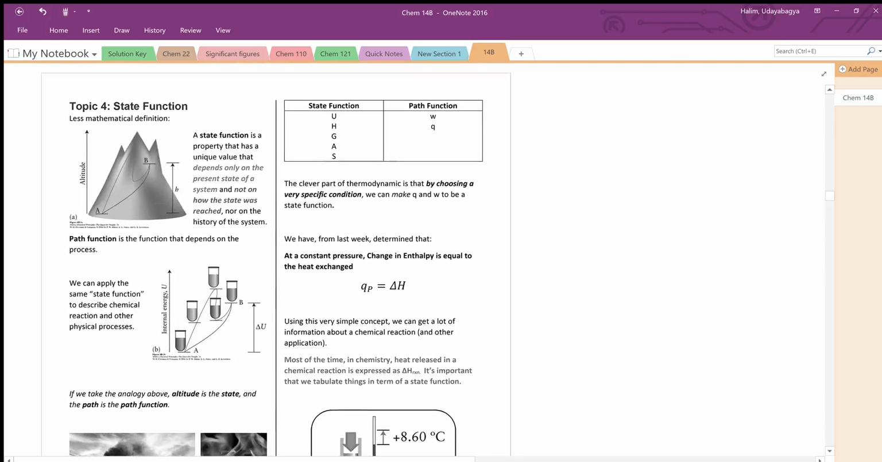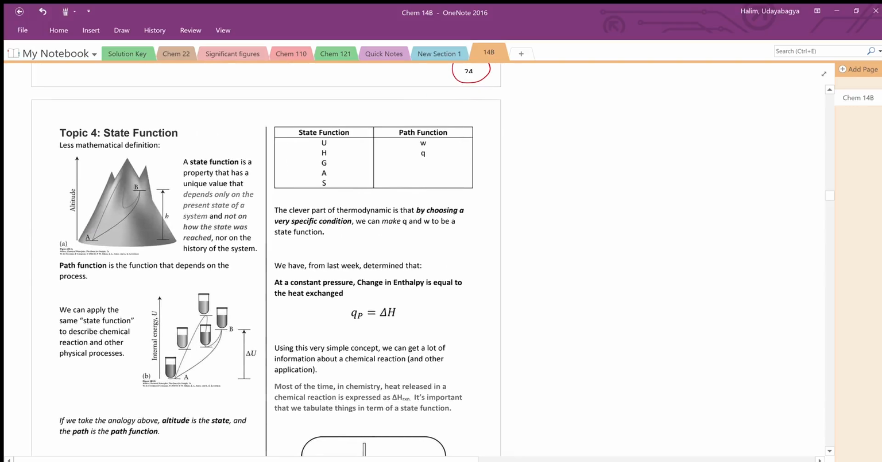Actually, let's take a break for a bit, and I'll come back to topic number 4, which is state function. Take a break, get some snacks and so on. I'll figure out what happens with the coffee cup. We'll be back in, this is 10:45, so let's give it a 5-minute break. All right.